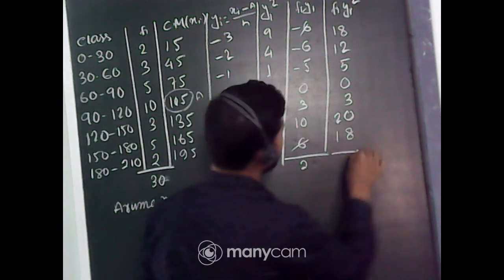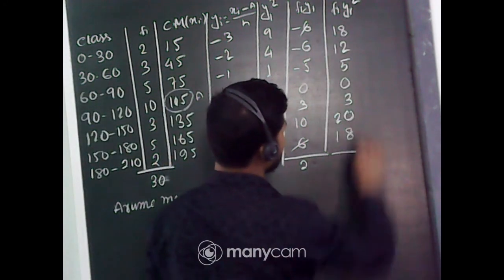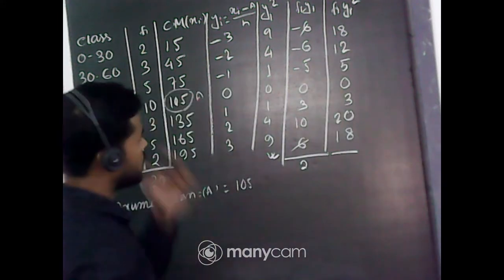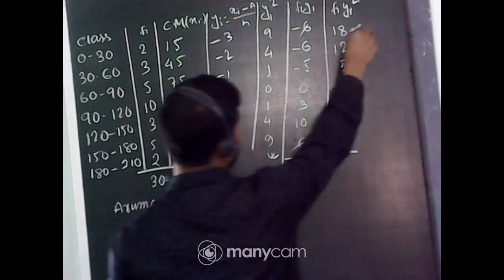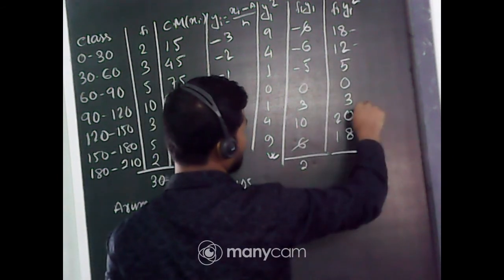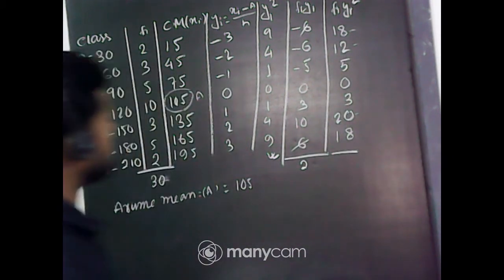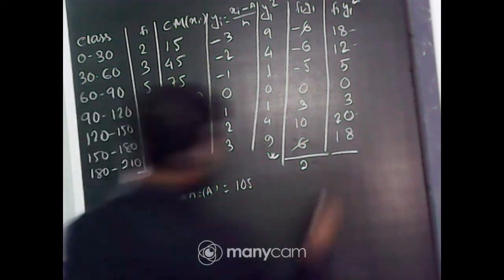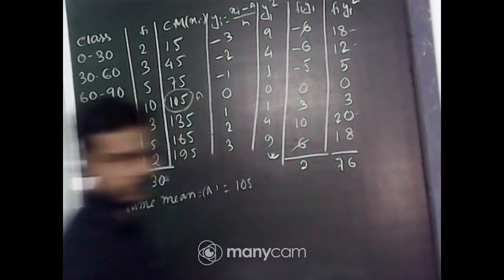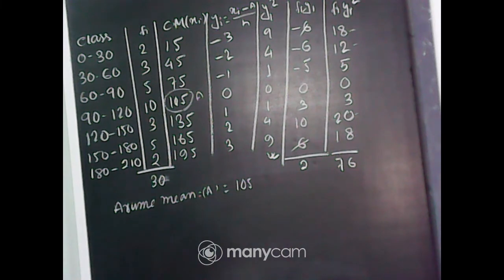And now find the sum of all fi yi squares. So add them. If you add them, it will be 30, 50, 60, 71 and 76. Isn't it 76? Yes, 76. Okay, so now two questions are here.